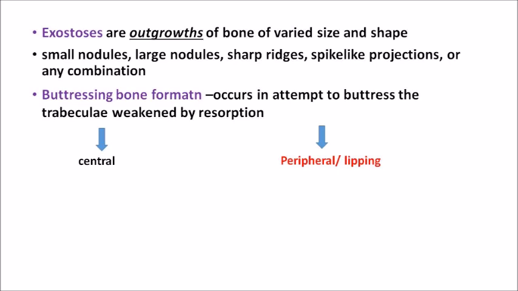It is of two types, central and peripheral. Central, when the bone formation occurs in the central compartment, and peripheral, when it happens over the bone surface or peripherally. This peripheral buttressing bone formation has another name that is known as lipping. This is also an important question. Peripheral buttressing bone formation is also known as lipping.